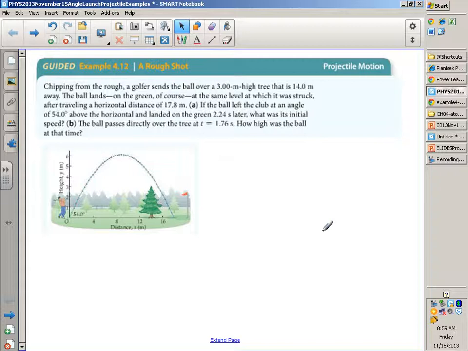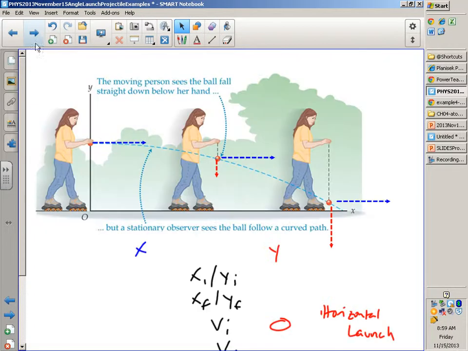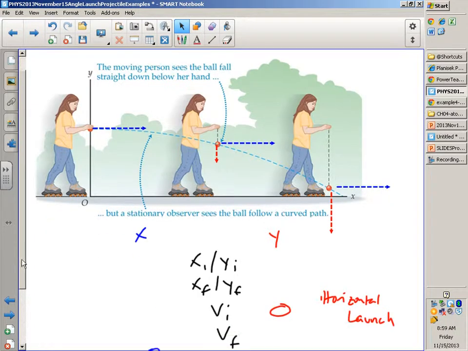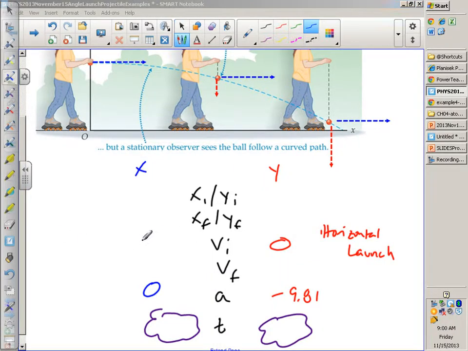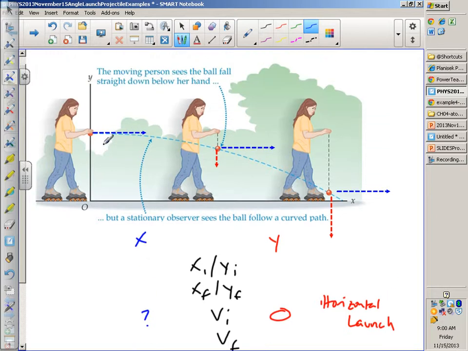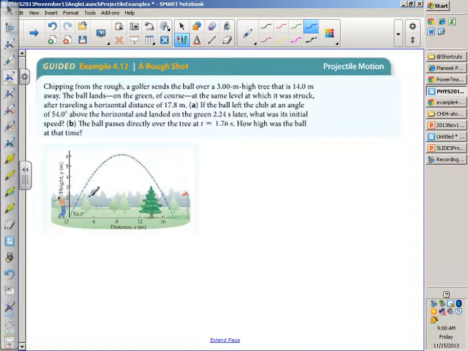Okay? So, first things first. What is this problem asking us for, at least in part A? Velocity initial. Okay? Now, this gets a little bit trickier. When we did this problem, the only velocity initial that we had to talk about was the horizontal velocity initial, because this object became a projectile when it was already traveling horizontally. But if we look at this picture, right, this ball does not become a projectile when it's traveling horizontally, right?